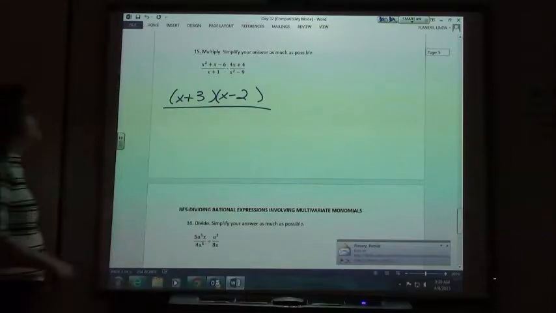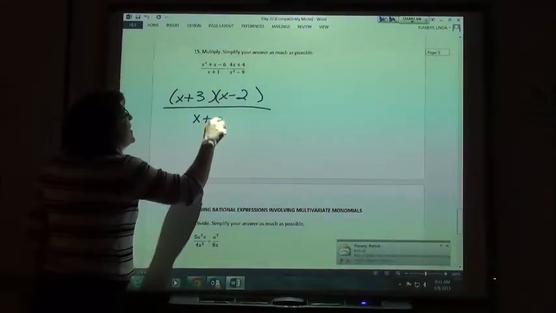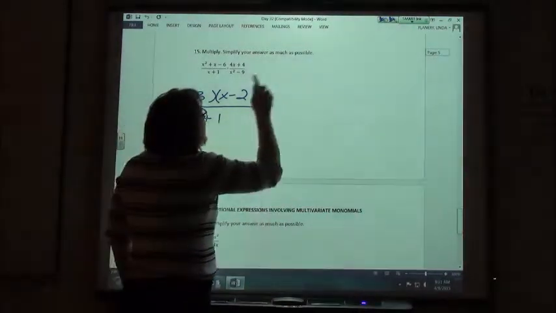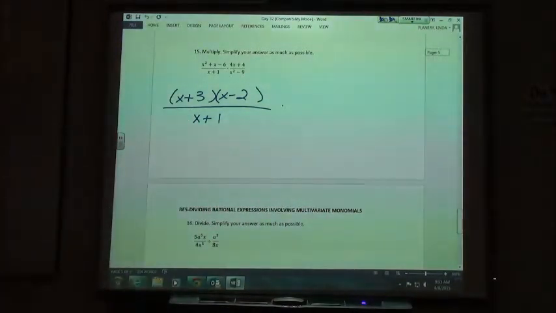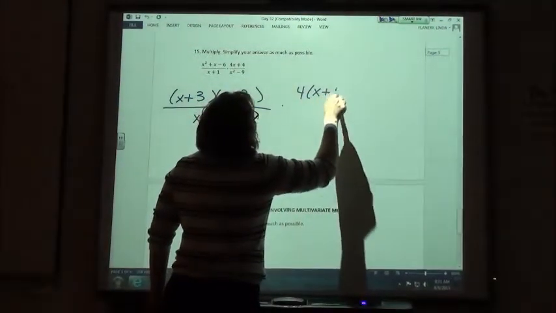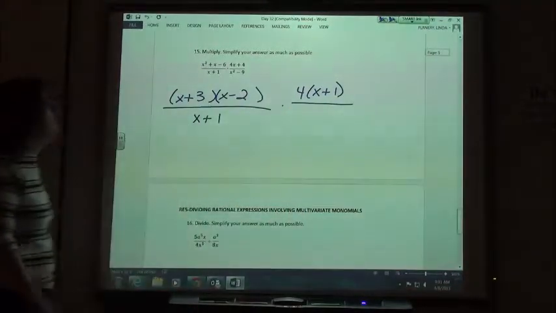Bottom of that first fraction, can't do anything with that. It doesn't have a squared and it doesn't have a greatest common factor. However, the top of the next fraction, we can factor that. What can we do with that? 4 times x plus 1, factoring out the greatest common factor of 4.